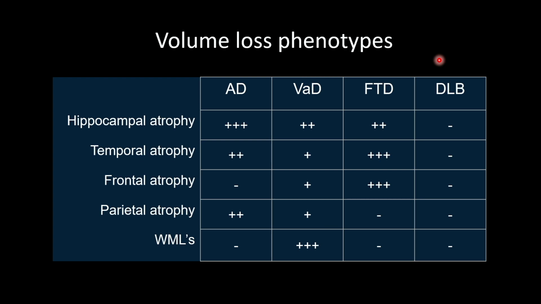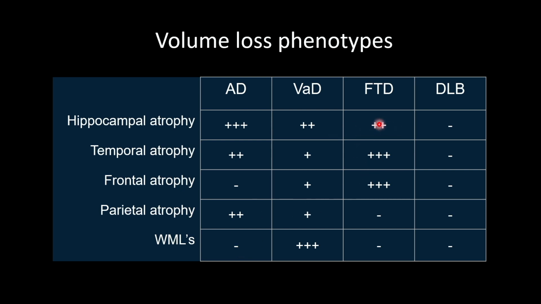There are certain volume loss phenotypes that you can sort of hand wave your way into saying, this is what this is. In Alzheimer's disease, you can see we typically get hippocampal and temporal atrophy. The frontal lobe is typically spared and the parietal lobe can be involved. Not a lot of white matter lesions.